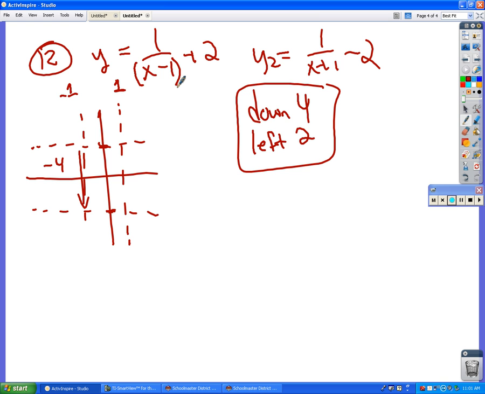But how do you know it's to the left? It goes opposite. It started at plus 1 and ended up at minus 1. It's the opposite. Maybe they want us to do it in the opposite direction.